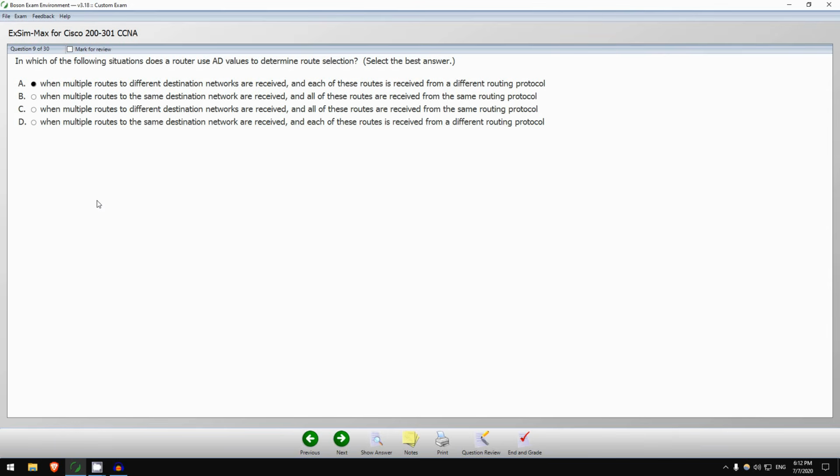Okay, for today's Boson ExSim practice question, we have a question about route selection. So let's get right into it. In which of the following situations does a router use AD values to determine route selection? Select the best answer. Okay, pause the video here to take a look at each of the options and try to select the correct answer.